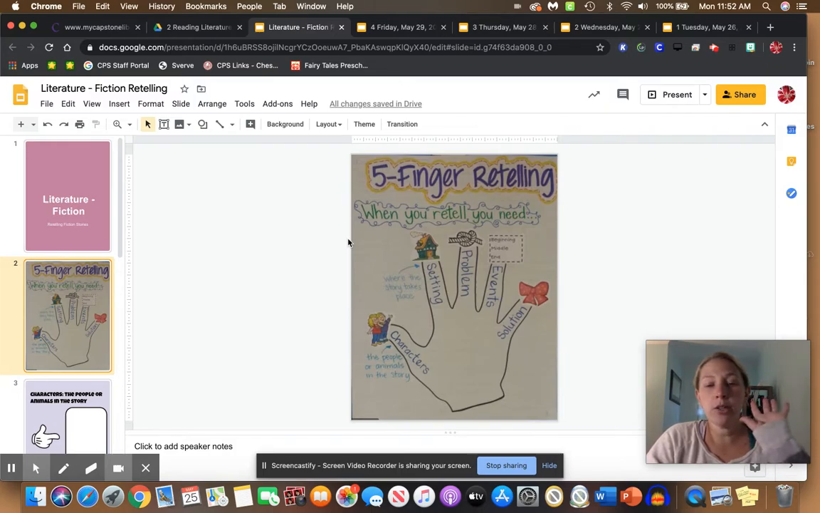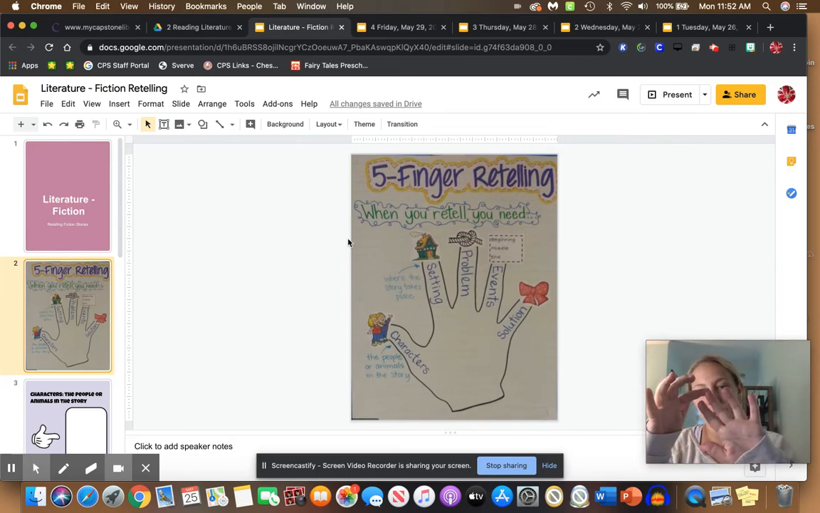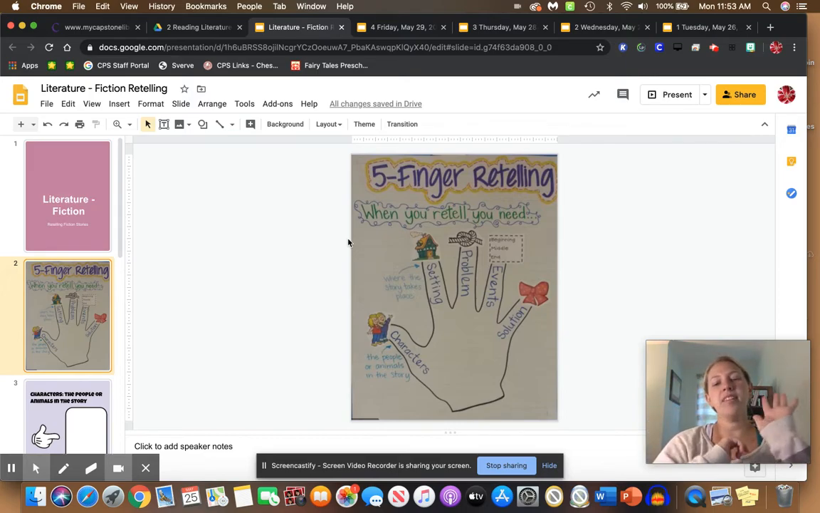When you retell a story, you start off by telling about the characters, the setting, the problem, and then the events of the story. What happens in the beginning, the middle, and the end? And then finally, how did the problem get solved? That's the solution.